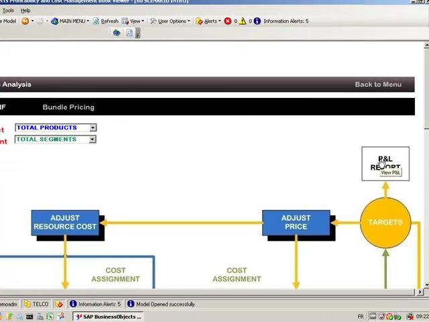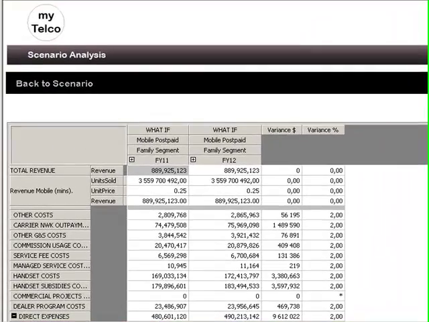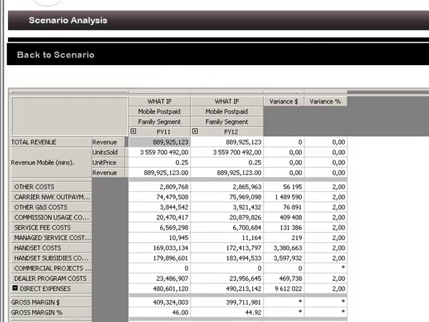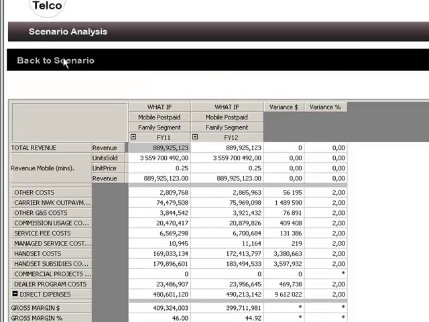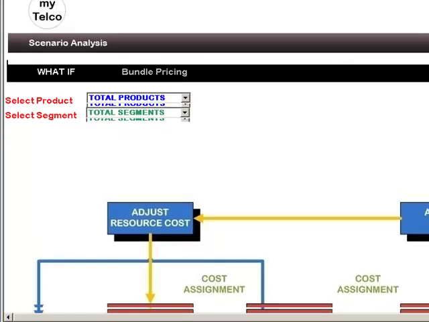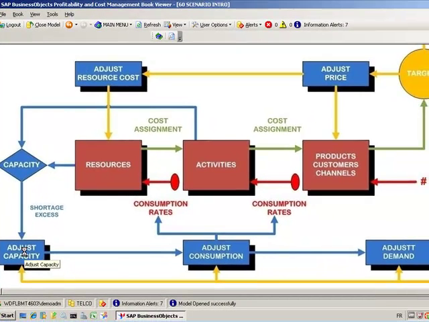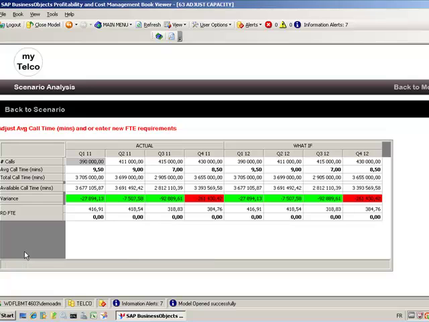So if I go back to my P&L report, I see that all my costs have been impacted here. And now I want to impact also the revenues and to decrease costs by playing on productivity factors. So let me go into the adjust capacity menu. And here I see some operational data. First, I see that we are under capacity in Q4 in terms of resources to handle customer calls. So I can play either on resource or on performance.